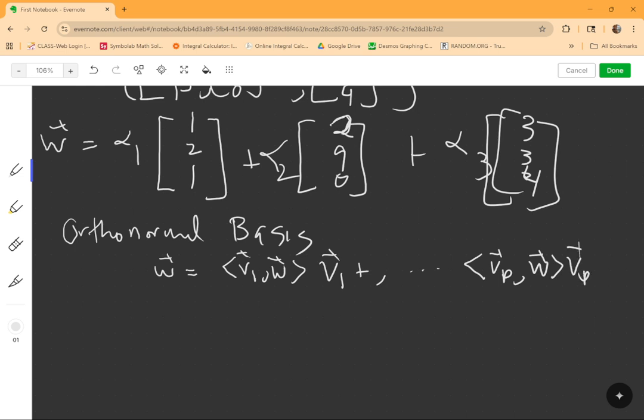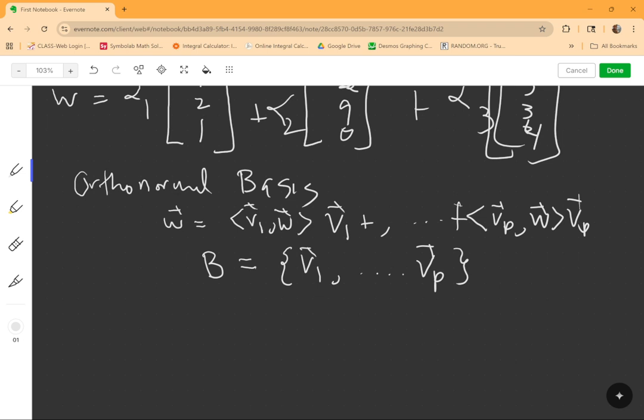All right, what you have now changed the problem to is, instead of, as above, solving some linear system, you just do a dot product, an inner product, where the basis here is the vectors v1 to vp, and that represents an orthonormal basis.